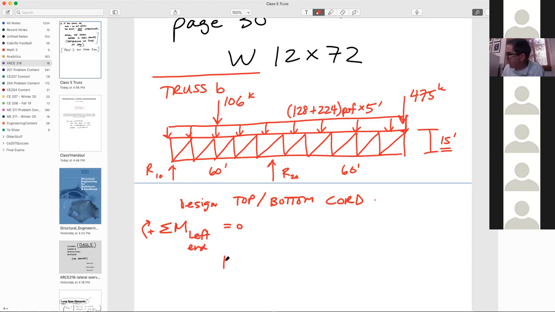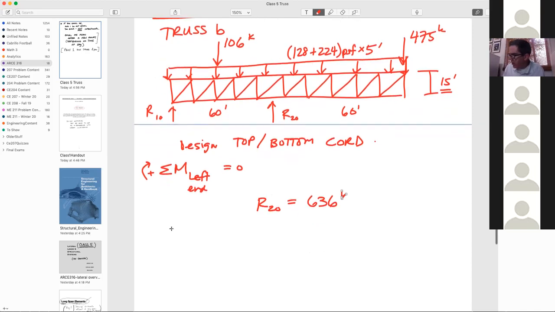That would give you a chance to find R20, which is equal to 636 kips. And then at this point, you could sum forces, the same procedure, sum forces in the y direction. And you would find that R1 was equal to 161 kips. So those would be the reactions, again, just from the truss loads.